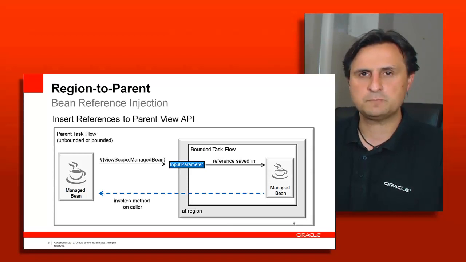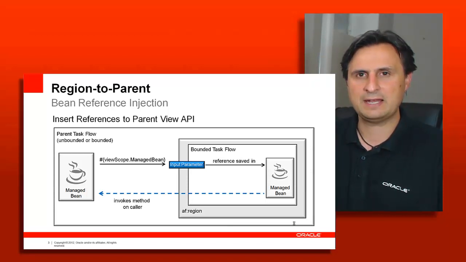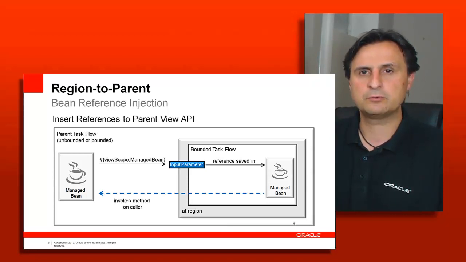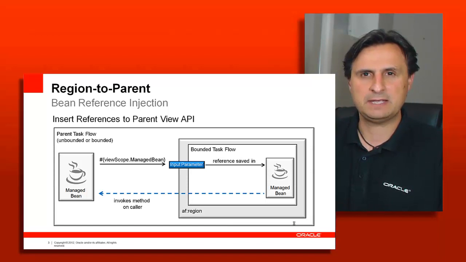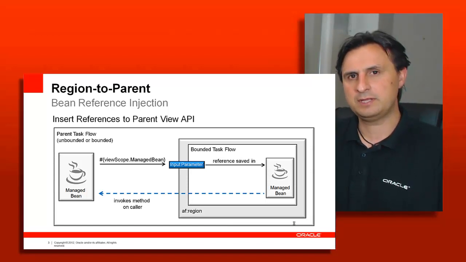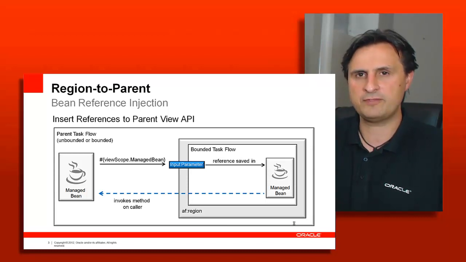So that is, we have a managed bean that we need to configure in view scope on the page flow parent page, and then we configure the input parameter through the region parameters as a reference to this bean in the parent view. Now the input parameter reference will be saved within the bounded task flow in another managed bean, which will expose a property of the type of the bean that you're injecting. So if your bean is called a reference bean, then you will have a setter and a getter in the managed bean in the bounded task flow for the type of reference bean.